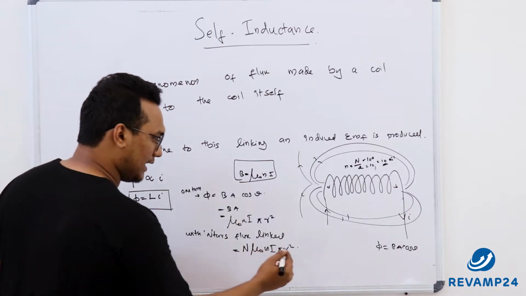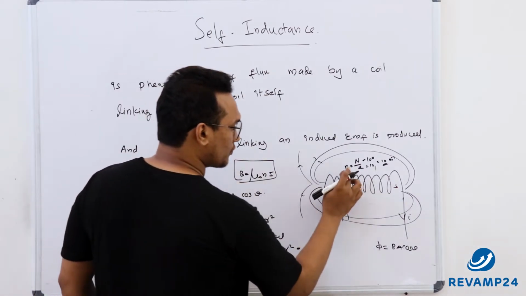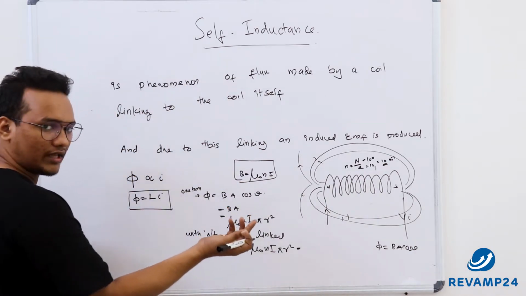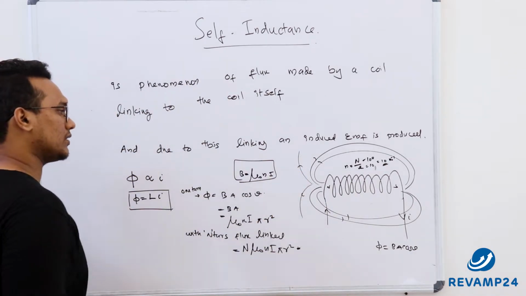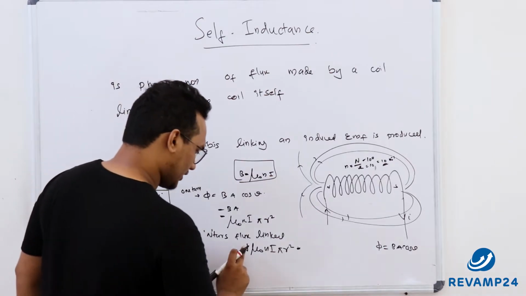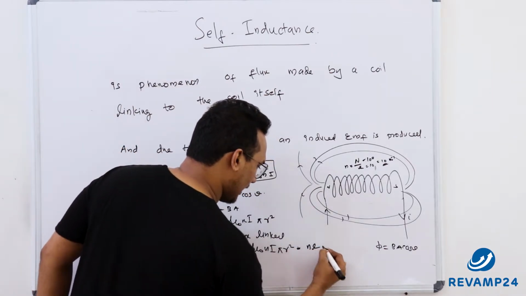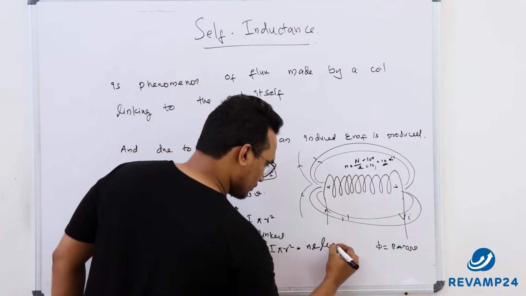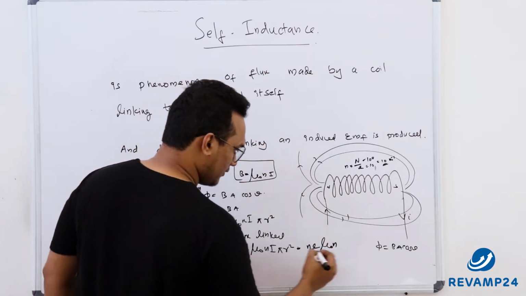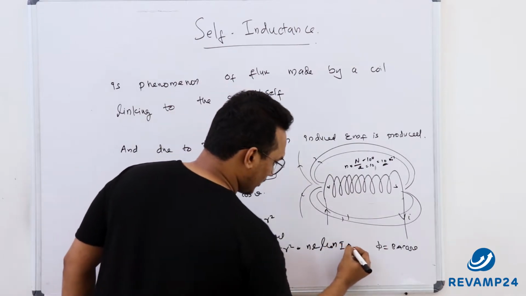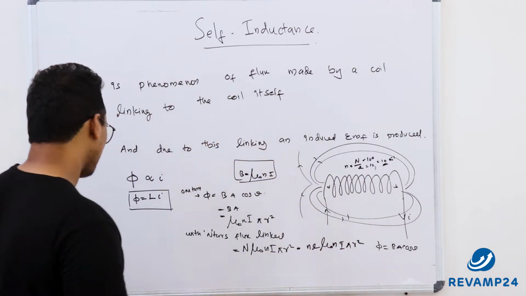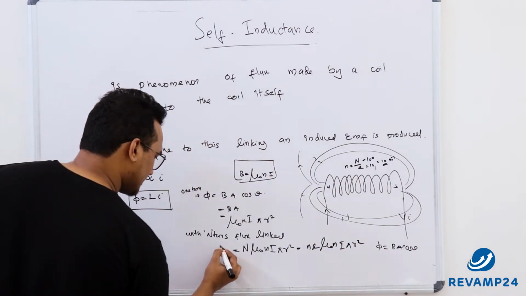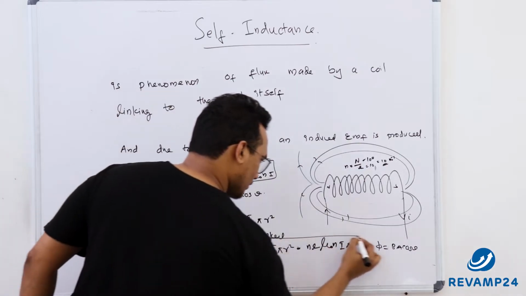Now this capital N can be written as small n into L, because we already have small n here, right? So we will bring all the equations in terms of small n. So capital N is equal to small n into L into mu 0 into small n again, then I into pi r square. So we got an equation for flux here. This is the equation.